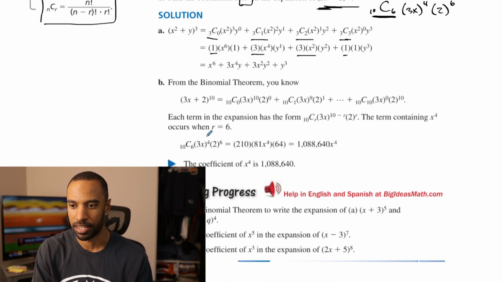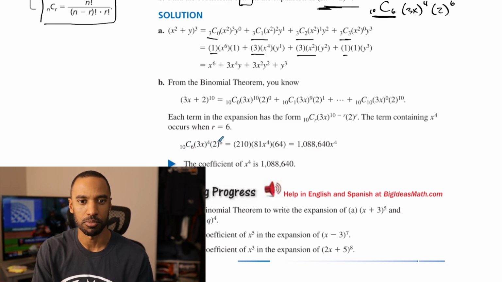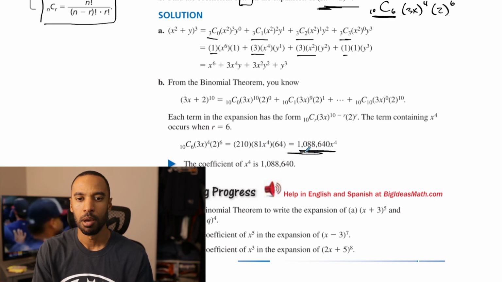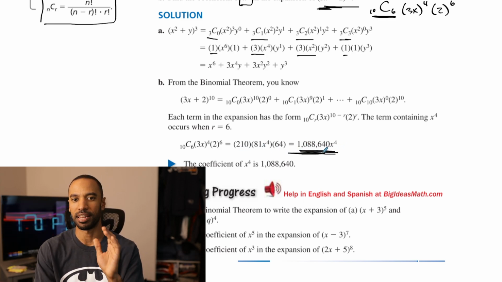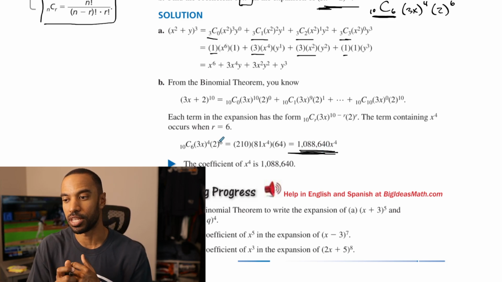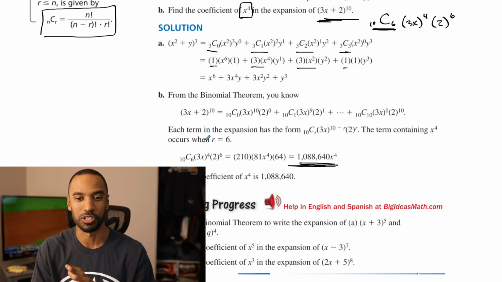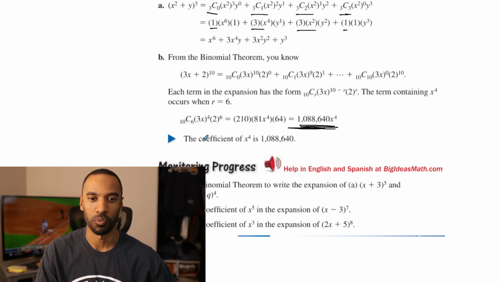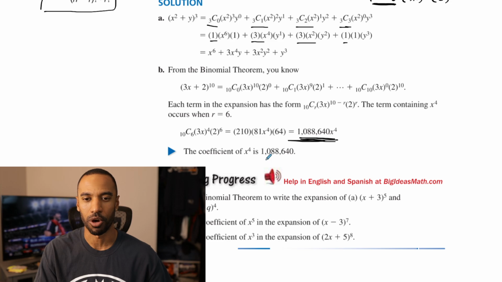Where do they have that here? They have it right here. 10 choose 6 times 3x to the 4th times 2 to the 6th power, and then you have to compute this stuff. It becomes a big number, but we're not expanding everything. We're just finding that one specific term. I understand if you didn't fully understand, but I'm sure they're going to ask us more than one question with that, but that's the single coefficient that goes there.